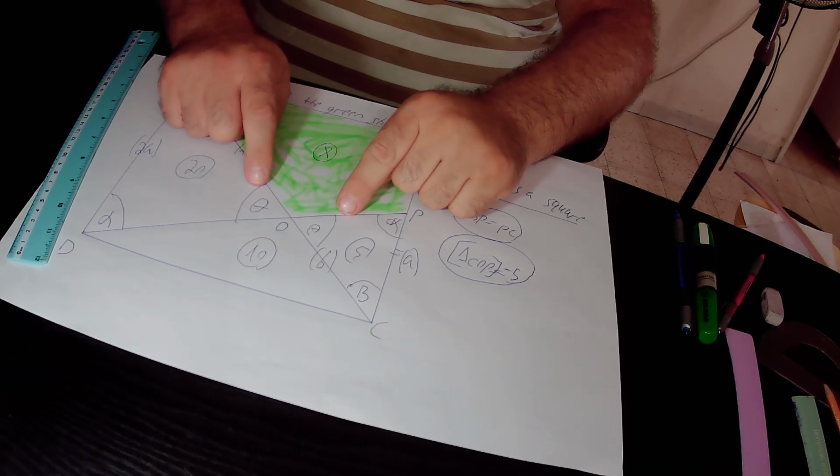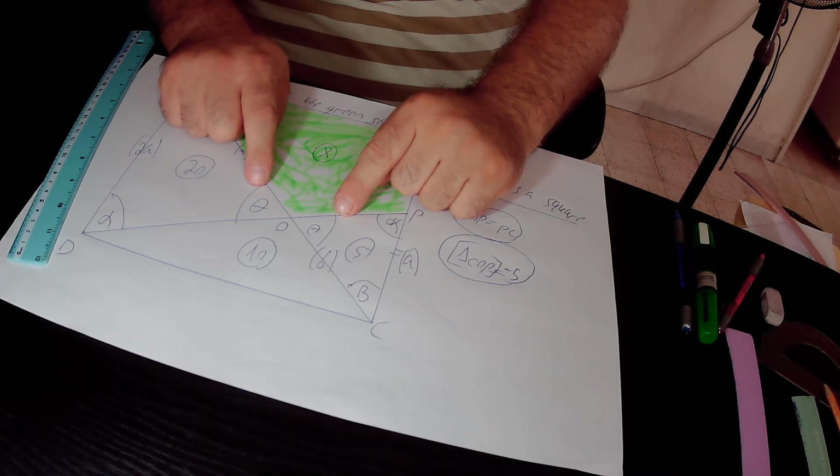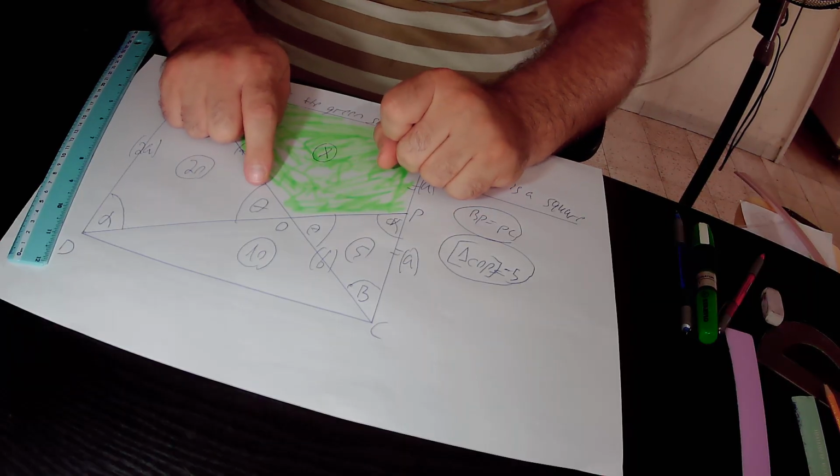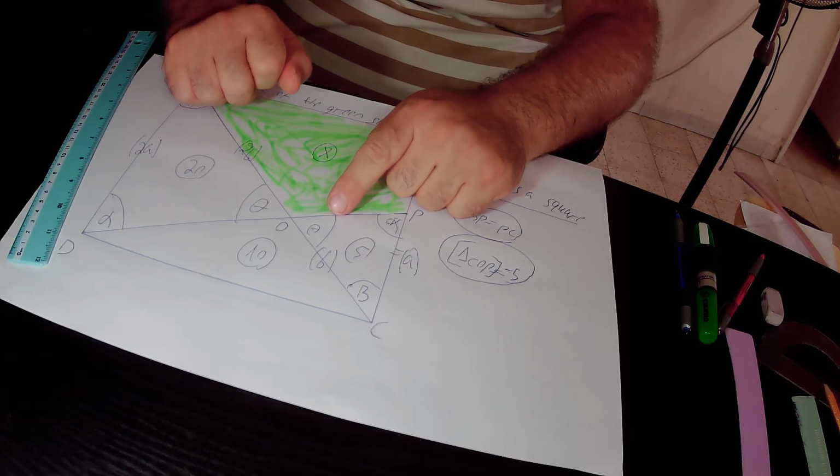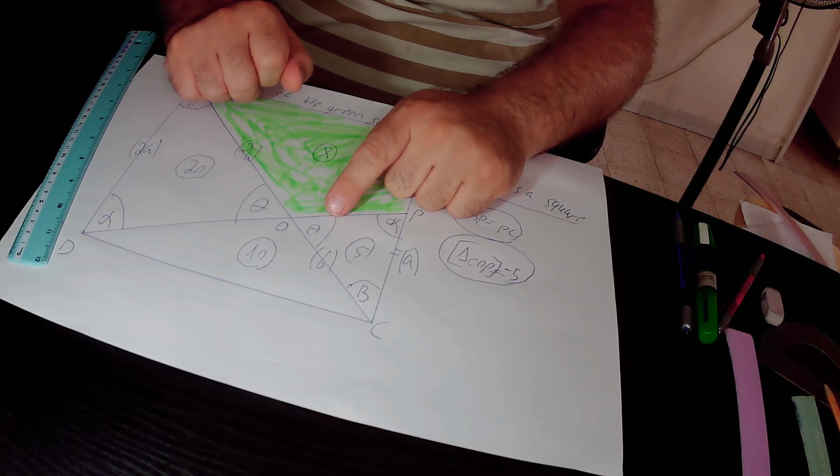Those two angles are defined as vertical angles, and we know that vertical angles are equal to each other. So if the size of this angle is theta, then the size of this angle must also be equal to theta because they are equal to each other.